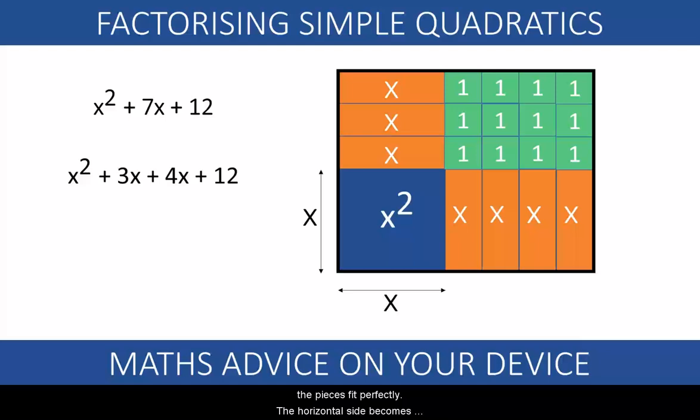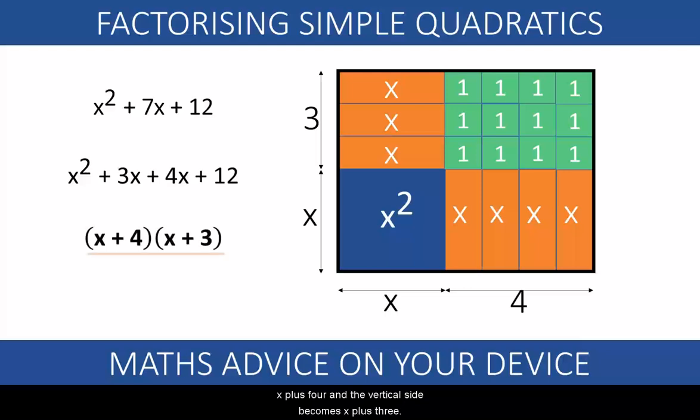We need two numbers that multiply to give 12 and add together to make 7. By choosing 3 and 4, the pieces fit perfectly. The horizontal side becomes x plus 4 and the vertical side becomes x plus 3.